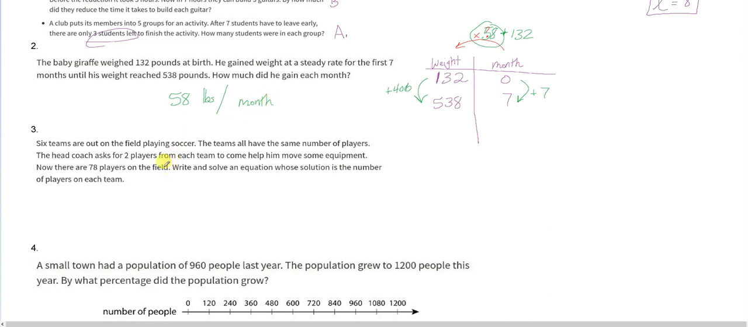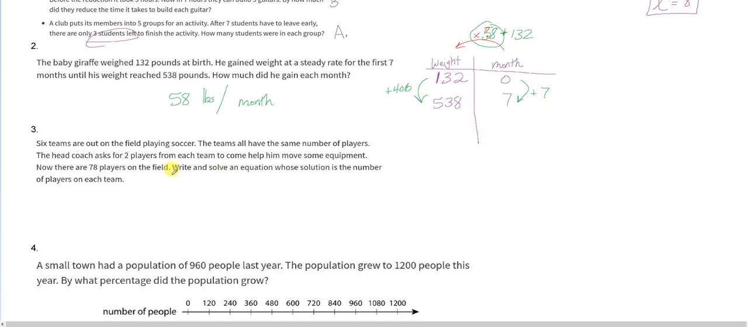6 teams are out on the field playing soccer. The teams all have the same number of players. The head coach asks for 2 players from each team to come help him move some equipment. Now there are 78 players on the field. Write and solve an equation whose solution is the number of players on each team.